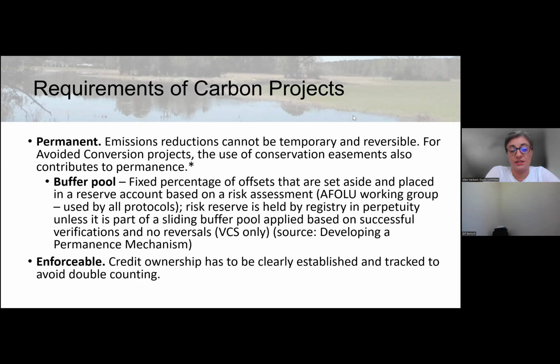In the case that a project is not permanent, whether there's an intentional reversal or an unintentional reversal, an intentional reversal would be you cut down the forest even though you're still under contract. An unintentional reversal would be a forest fire or a massive flood that killed off a lot of your saplings. In those cases, you set aside credits in what's called the buffer pool. You can draw on those credits if some amount of your trees die and release some amount of carbon. You always have this buffer pool of unsold credits that can be used to make up for that.